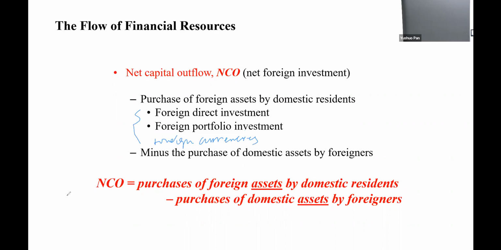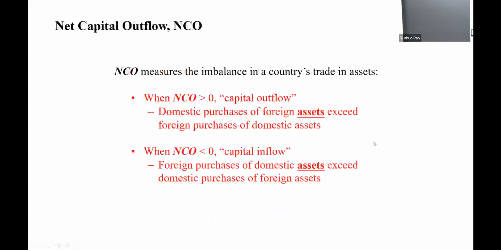All in all, this equation is very important. The net capital outflow equals the purchase of foreign assets by domestic residents minus the purchase of domestic assets by foreigners. If the US dollars flow out, that's the outflow. If the US dollars flow in, that's the inflow. But the net capital outflow should be the difference between these two. Again, when we talk about assets, it's not goods or services, it's just assets. So net capital outflow measures the imbalance in a country's trade in assets. When NCO, net capital outflow, is bigger than zero, that means capital outflow, because more US dollars go to other countries. That's the net outflow, right?